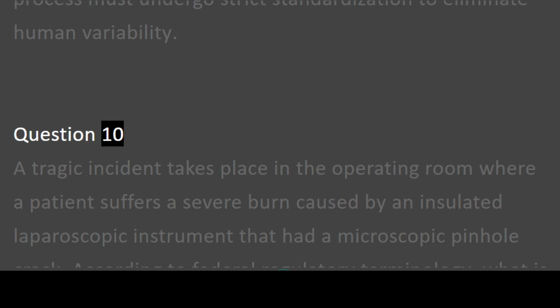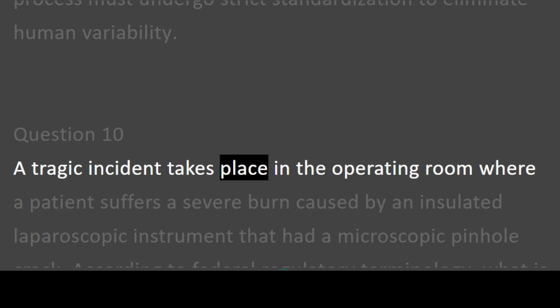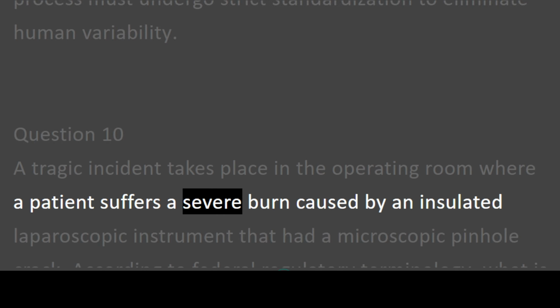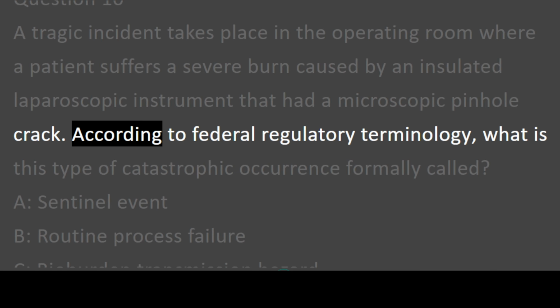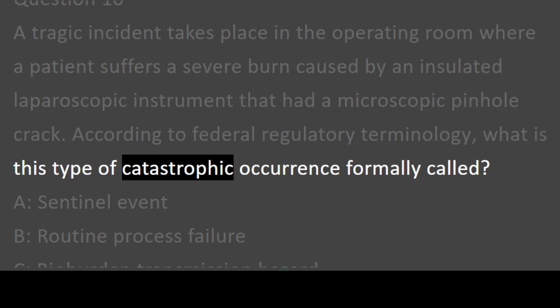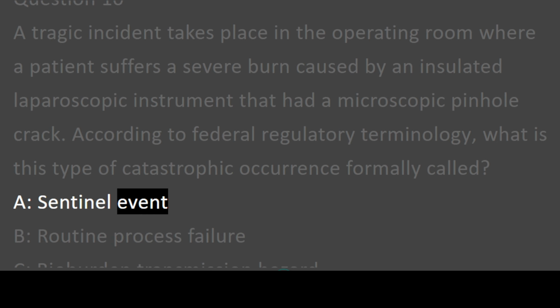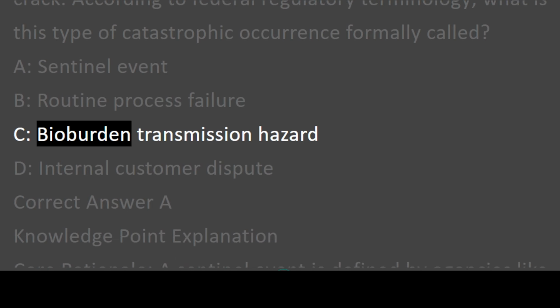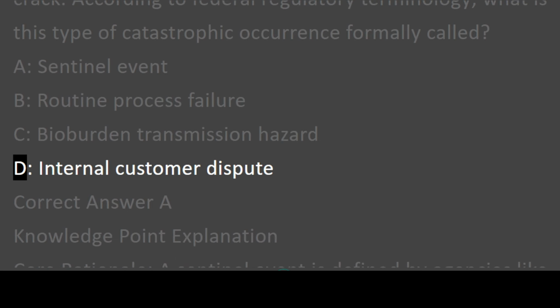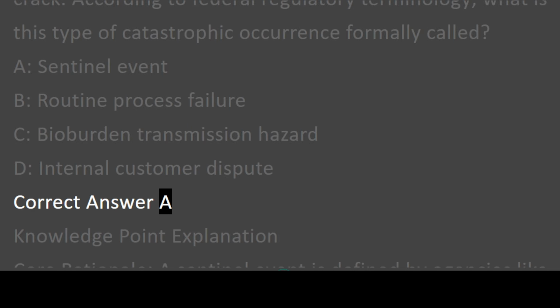Question 10. A tragic incident takes place in the operating room where a patient suffers a severe burn caused by an insulated laparoscopic instrument that had a microscopic pinhole crack. According to federal regulatory terminology, what is this type of catastrophic occurrence formally called? A. Sentinel event. B. Routine process failure. C. Bioburden transmission hazard. D. Internal customer dispute. Correct answer A.